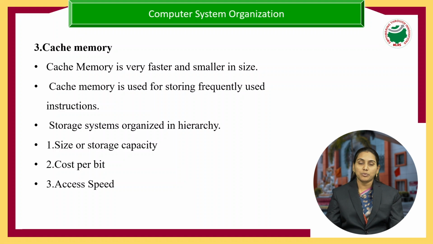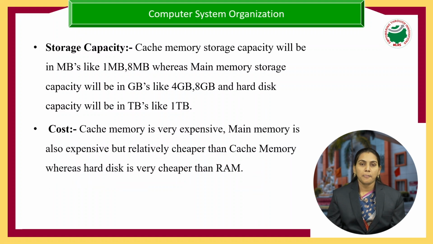Next is cache memory. Cache memory is very fast and the smallest memory, small in size. The cache memory is used to store frequently used instructions. It has three types of characteristics: the size or capacity, cost per bit, and access speed.